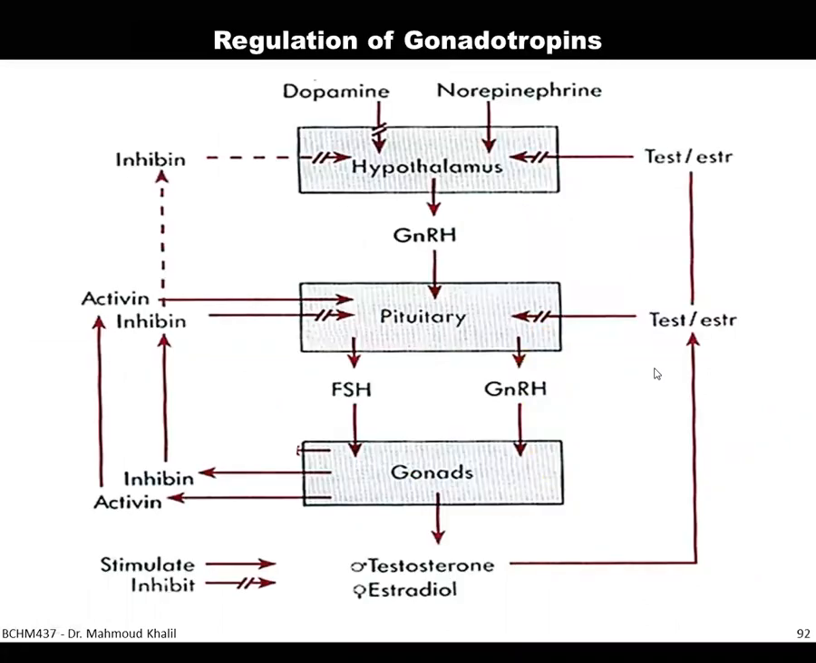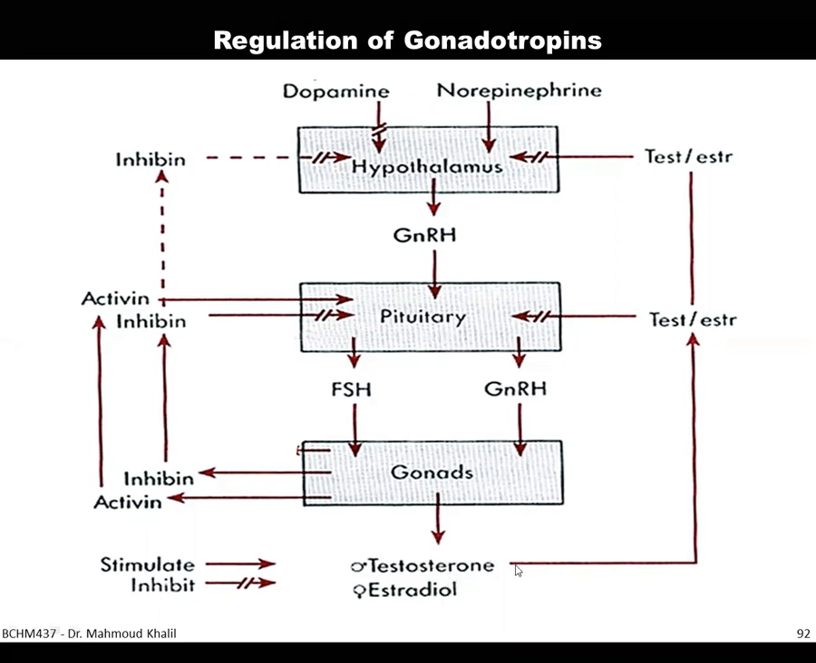So here we'll see a chart or a diagrammatic sketch for the regulation of gonadotropins. Starting from the hypothalamus, it secretes by its neurons the gonadotropin releasing hormone. This gonadotropin releasing hormone is sensed by the receptors which exist on the gonadotrophs, the cells responsible for secreting the FSH and LH. And this will lead to induction of the gonads to secrete the testosterone and estradiol.